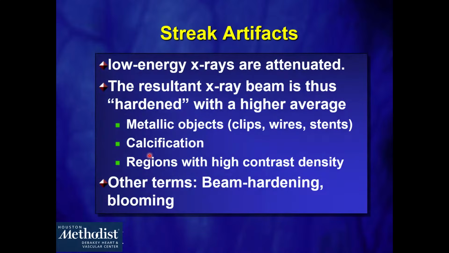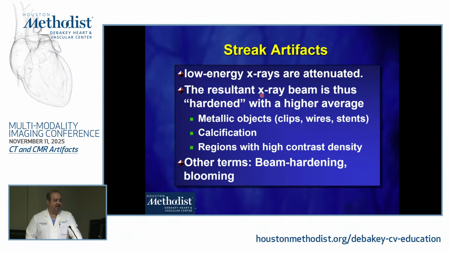Now, streak artifacts, which some people call beam hardening artifacts. Typically think about if you have metal, or calcium, or any quote unquote wire inside the heart. What happens is that the low energy X-rays are being attenuated. So we have high energy and then we have low energy. Once the low energies are being attenuated, the weighted average of your resultant X-ray beam is going to be much harder. Why? Because you have taken away the low energy and all you're left with is the high energy. And this X-ray beam, as it hits those metals or wires, is going to create an artifact.